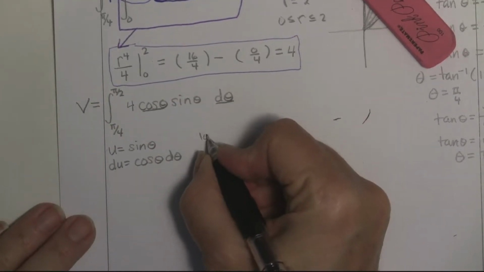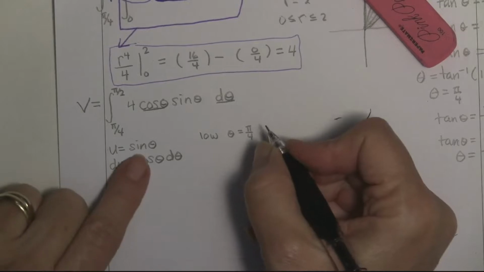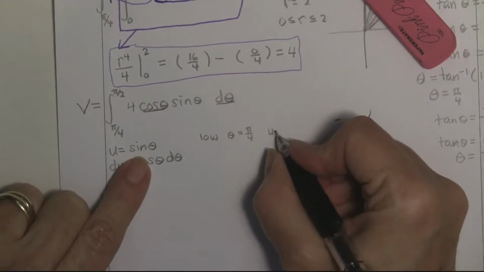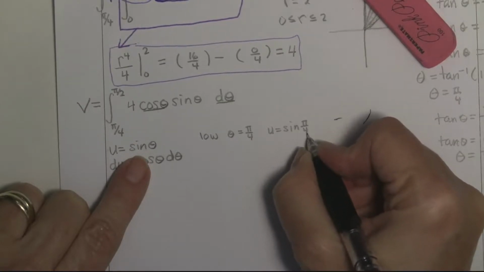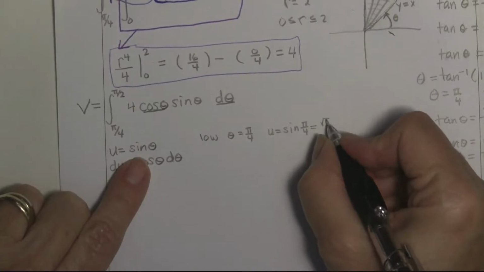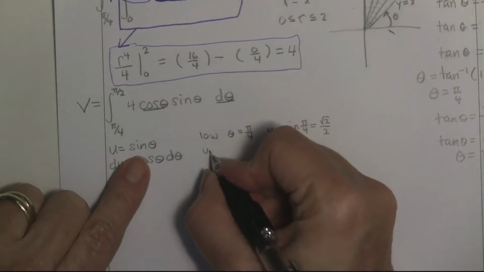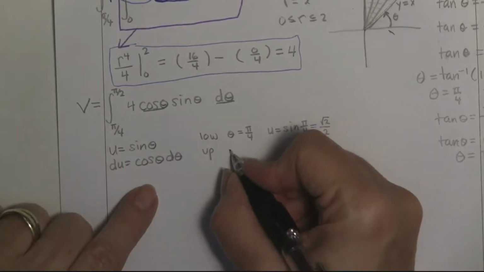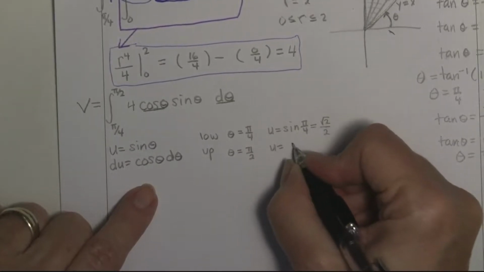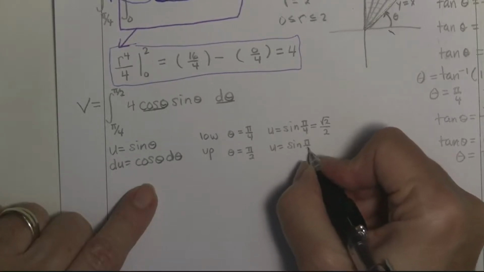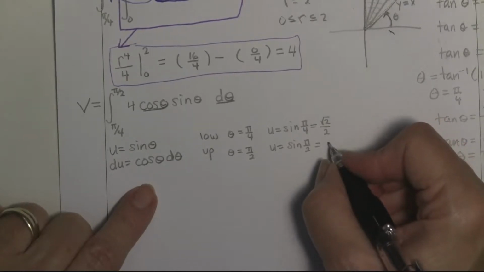And so my low bound is, remember, it's theta equals pi over 4. And then we know that u is linked together with theta through this formula. U equals sine of theta, u equals sine of pi over 4, which is the square root of 2 over 2. You can do that on your calculator if you need to. And then the upper bound is pi over 2. So theta equals pi over 2. I'm going to u and I'm not going back. And so sine of pi over 2 equals, now the sine of pi over 2 is equal to 1.